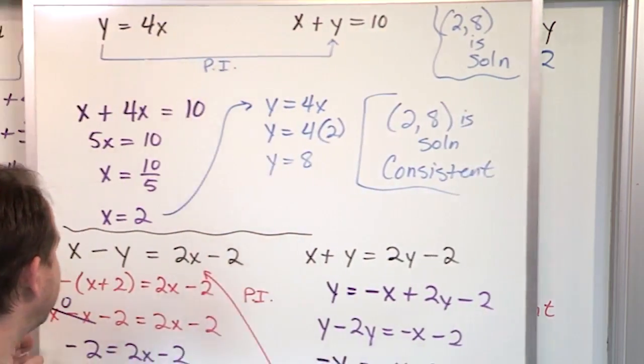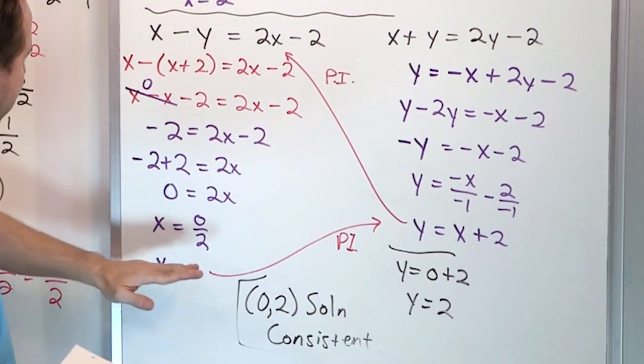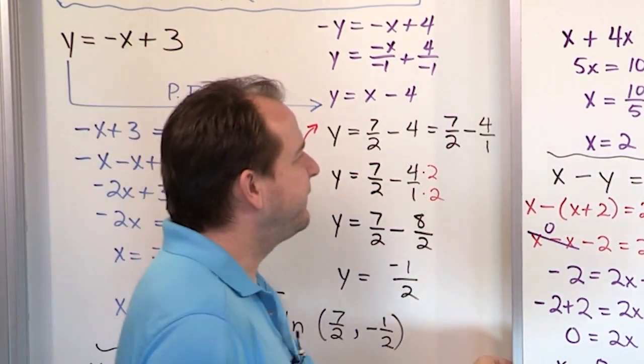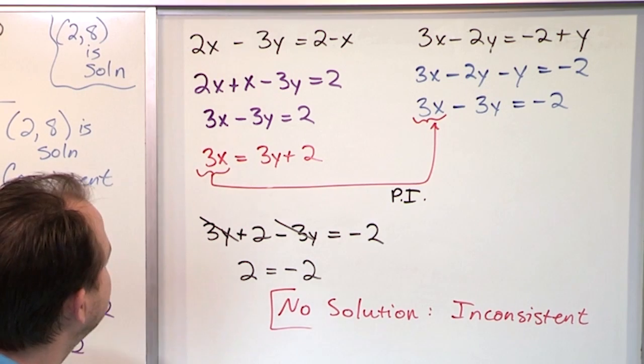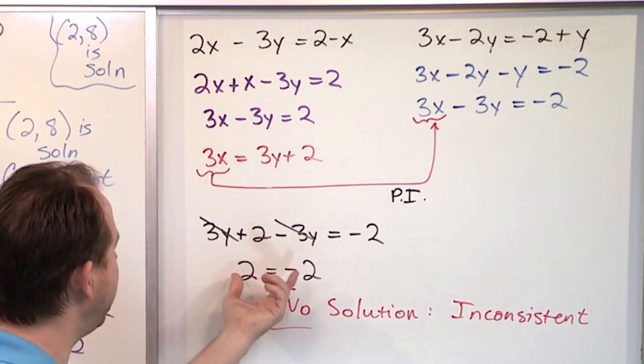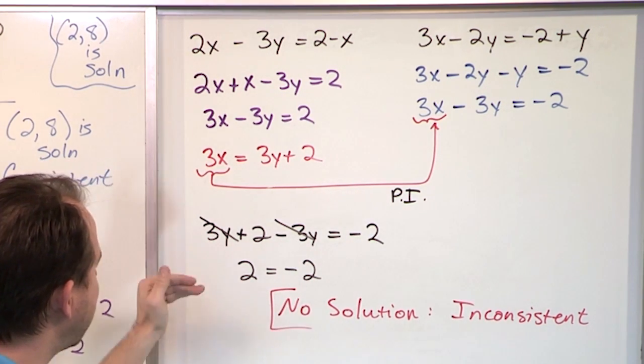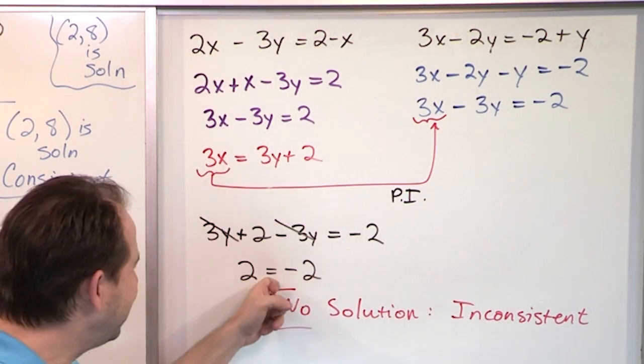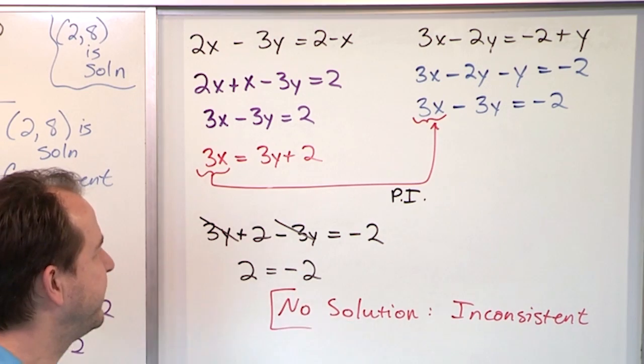In every other problem, when we substituted it in, we were able to get an answer. When we substitute in here, we got completely destroyed. We have no way of proceeding. So at that point, you stop and you say there's no solution, inconsistent. How do you know there's no solution? Because this is impossible. You cannot have 2 equal to negative 2.